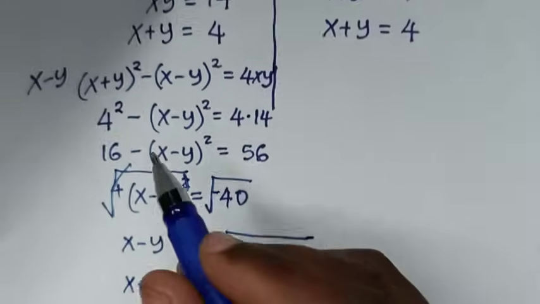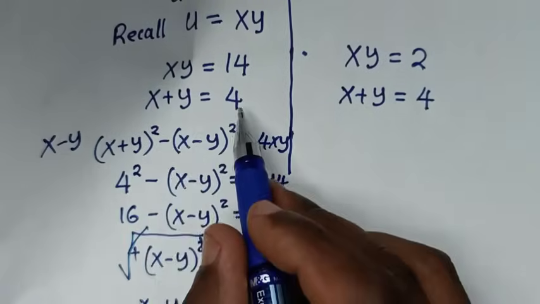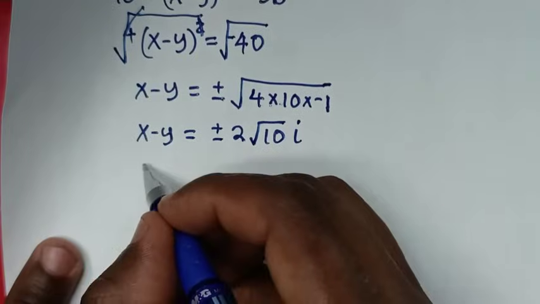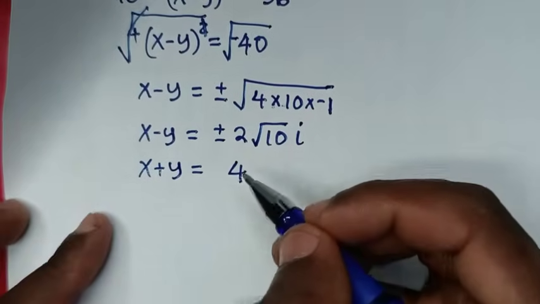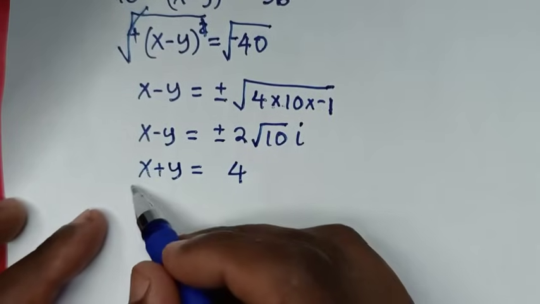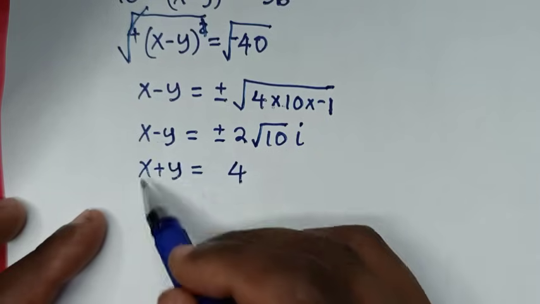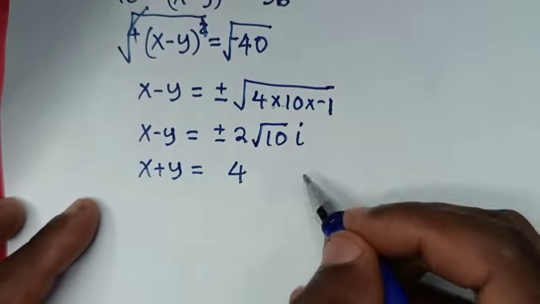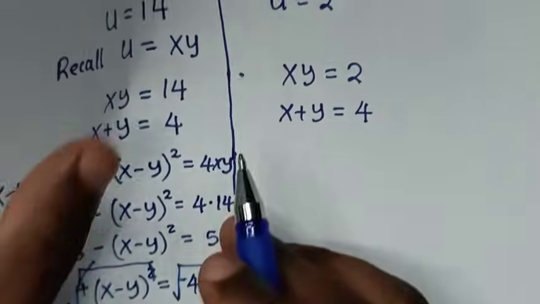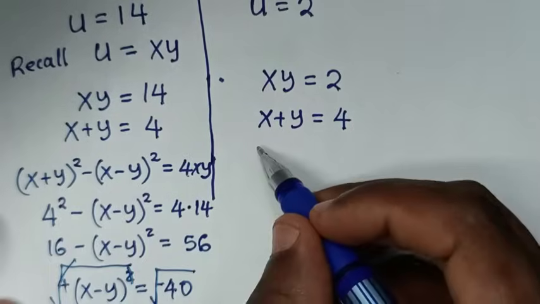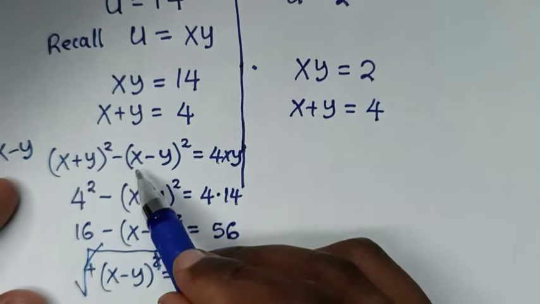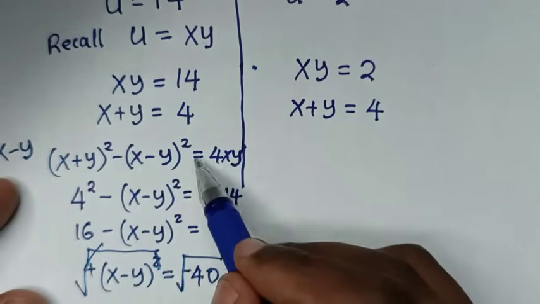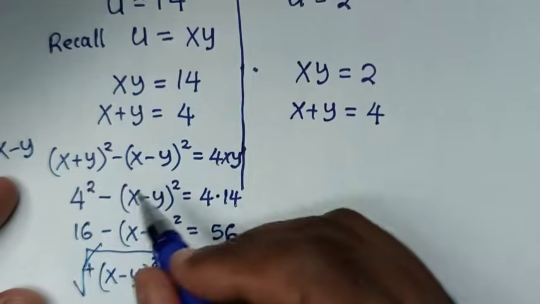Then we'll compare with this, x plus y is equal to 4. So from x plus y is equal to 4, we can get the values of x and y when we solve by simultaneous equations. Now from this step, in this second solution, we will apply the same rule, which is (x + y) squared minus (x − y) squared is equal to 4xy.